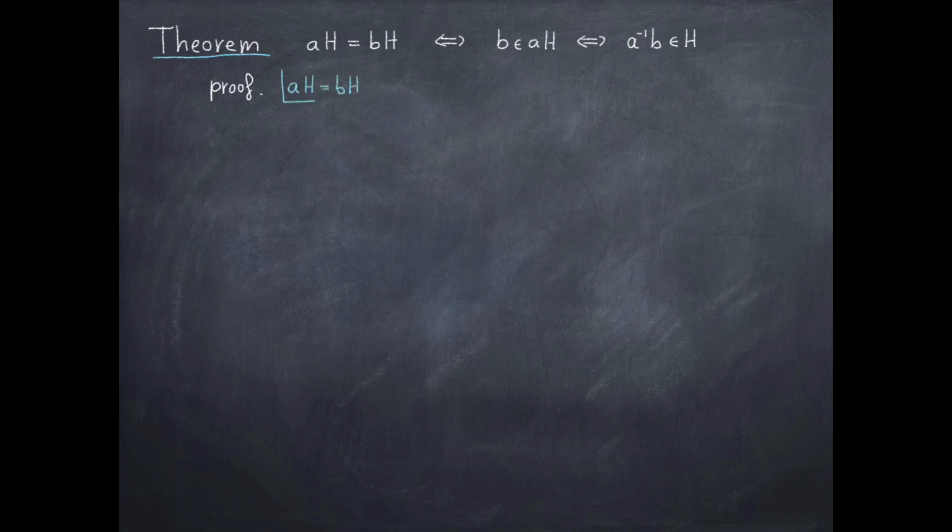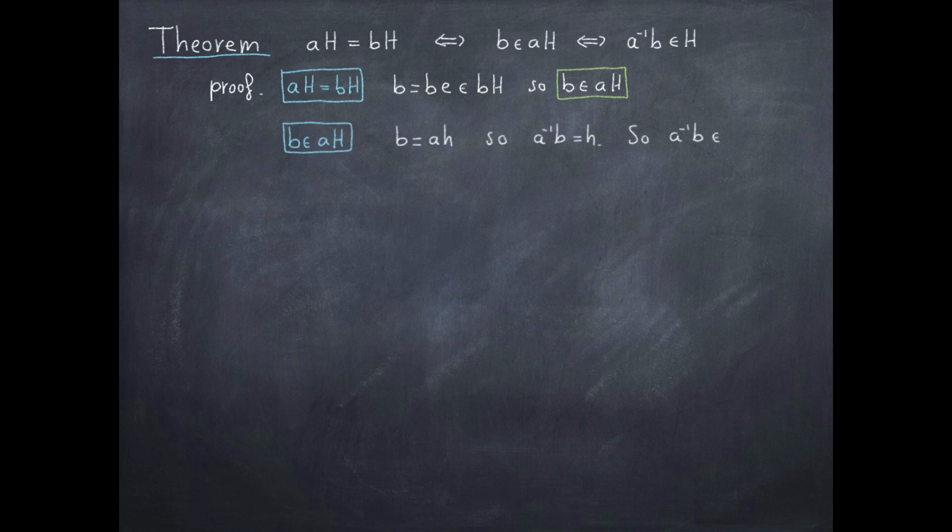First, suppose that the two cosets AH and BH are the same. Since B is in BH and BH is equal to AH, this implies that B is in AH. For the second implication, assume that B is in the coset AH. This means that B is equal to A times little h for some little h in the subgroup H. But this means that A inverse B is equal to little h, which is an element of the subgroup H. So A inverse B is in H.